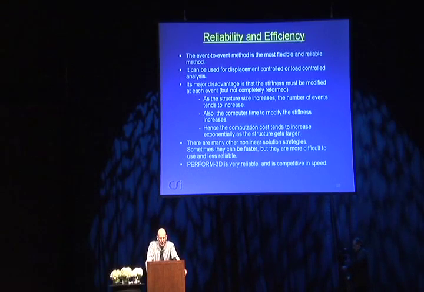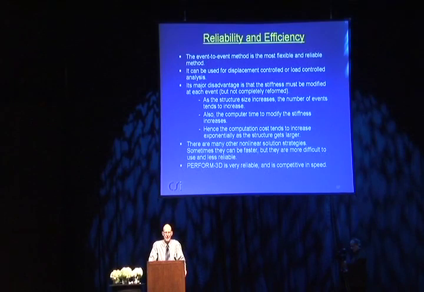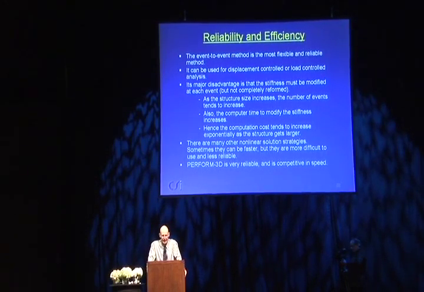Another way is just to recognize there are just certain limited changes in the stiffness matrix, so just do a modification rather than a complete reformulation. That is a lot more efficient. The disadvantage, though, is as the structure size increases, a couple of things happen. The number of events tends to increase. It's just a bigger structure. There's more events that can occur. And at each event, you have to modify the stiffness, so the computer time to modify the stiffness increases for each event. So you have more events, more time to modify the stiffness for each event, and the computation cost tends to increase exponentially as the structure gets larger.